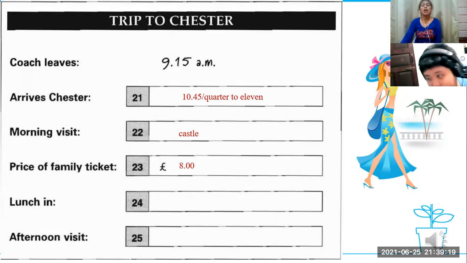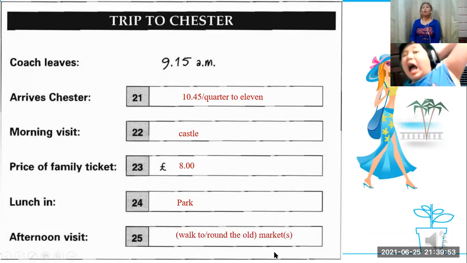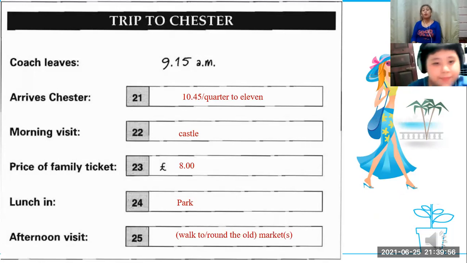Next one. Lunch. Where is the lunch? It's in the park, teacher Anne. And afternoon visit? It's an old market, teacher Anne. Walking around the old market. Okay, Ben.